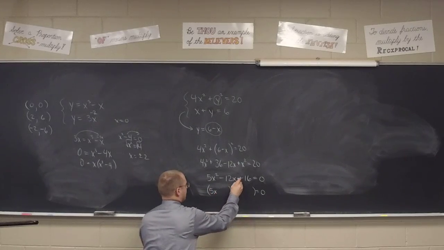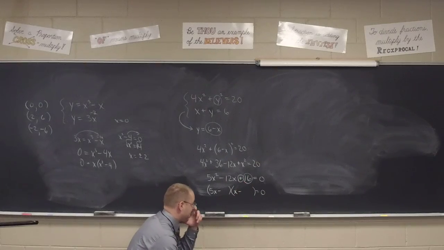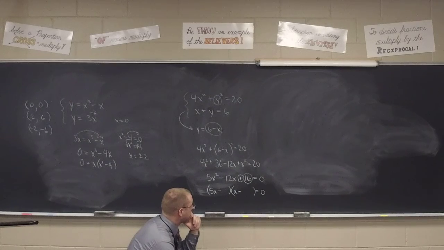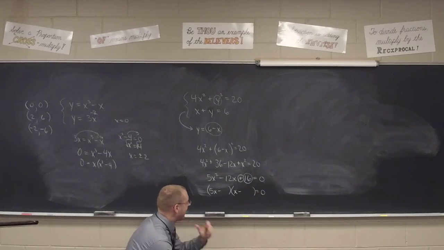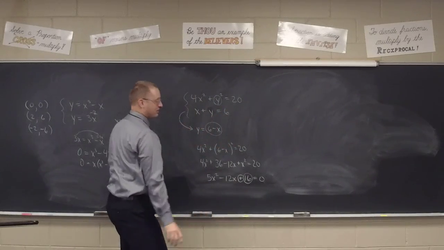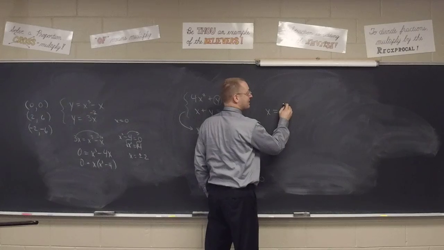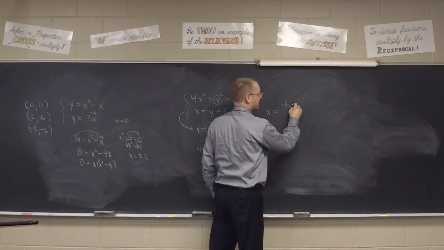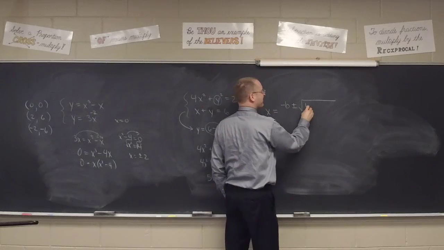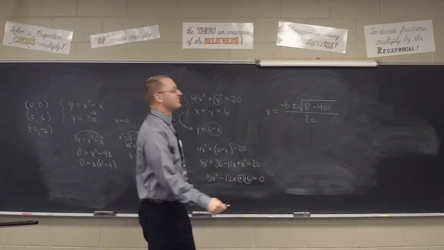5x, 1x, signs. There's a few ways to split up a 16. 1, 16. Yeah, no, I don't like that one. 4 and 4. That ain't gonna work. 2 and 8. 2 and 8, 8 and 2. I don't think it's gonna factor. I think we're gonna have to use the quadratic formula. Say it with me. X equals negative b plus or minus the square root of b squared minus 4ac all over 2a. Write it on your paper. Okay.